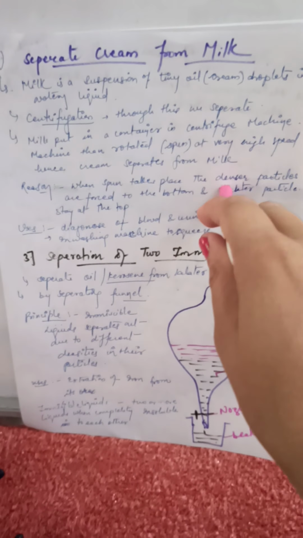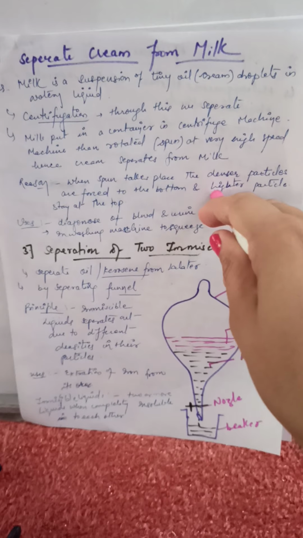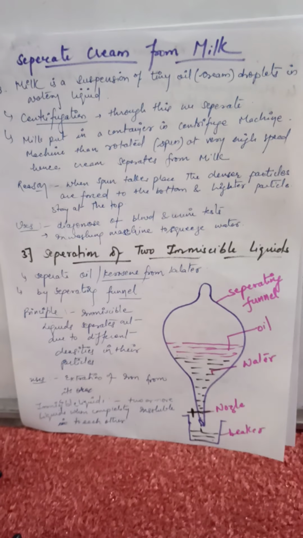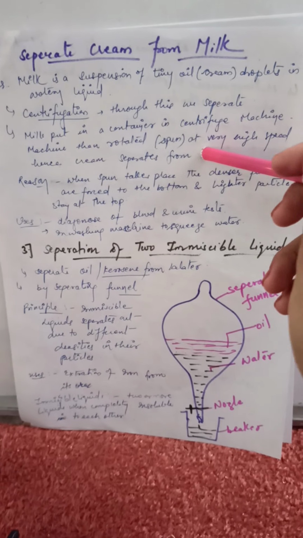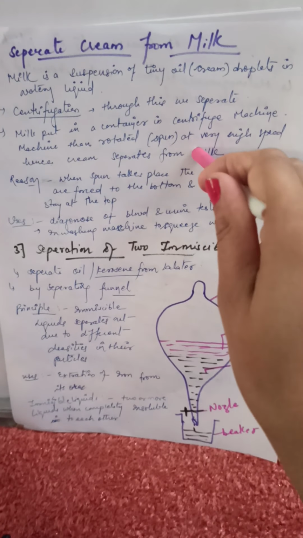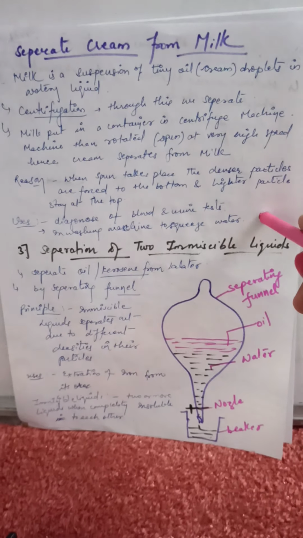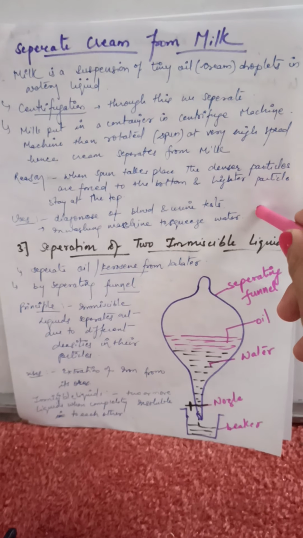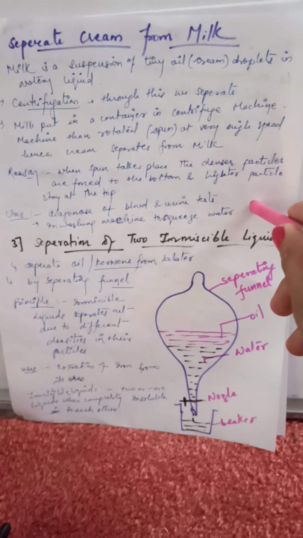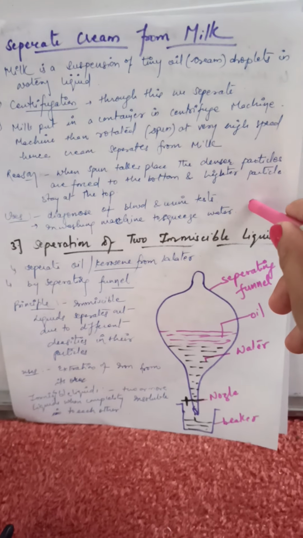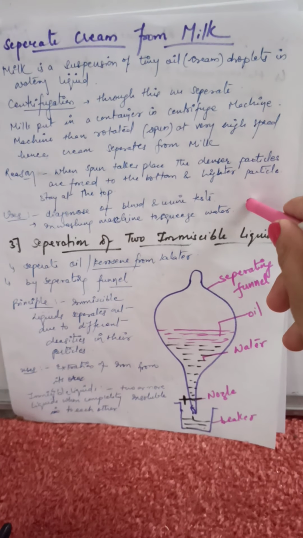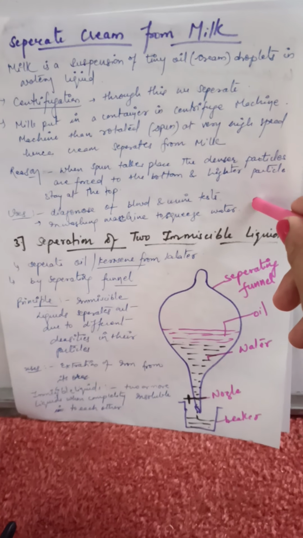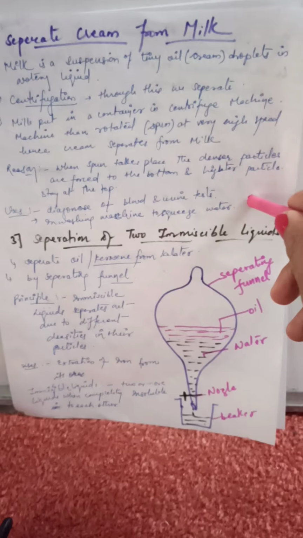So milk is a suspension of tiny oil droplets, known as cream, in a watery liquid, right? Through the process called centrifugation, we separate the cream from the skimmed milk. First, milk has to be put in a container and kept in a centrifuge machine. The machine has to be turned on and it will start spinning at a very high speed. Due to the high speed, the cream separates from the milk very easily.